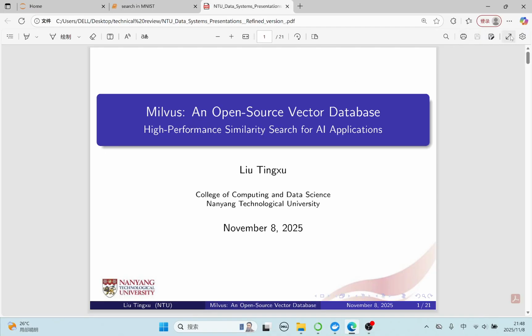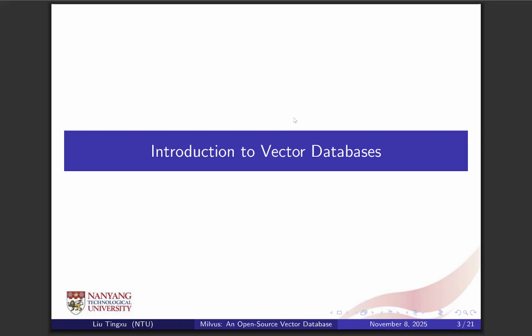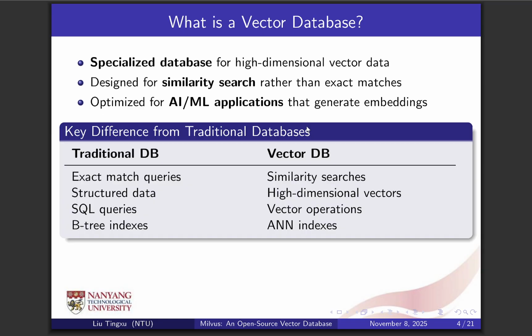Now let's come back to our slides. Here are five sections, and first let's talk about vector databases. What is a vector database? It's a specialized database for high-dimensional vector data, and it's designed for similarity search rather than exact matches. It's optimized for AI or machine learning applications that generate embeddings. And here are some differences between traditional databases and vector databases.